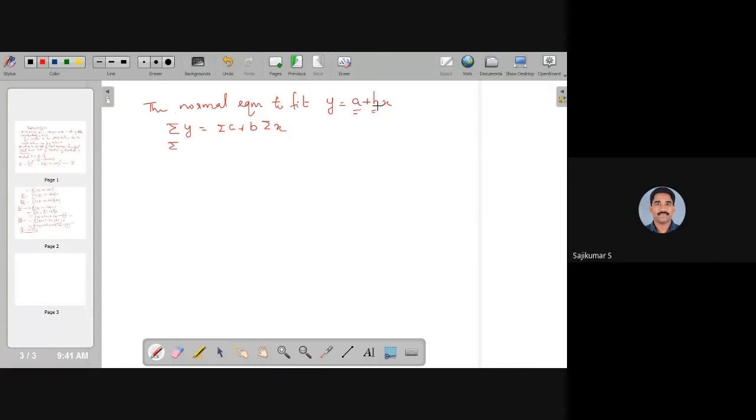What is the coefficient of the second parameter? The coefficient of the second parameter is x. So we are multiplying the first equation throughout by x. So this term becomes sigma xy, equal to a into sigma x plus b into sigma x square. So this is the way in which we can write down the corresponding normal equations.